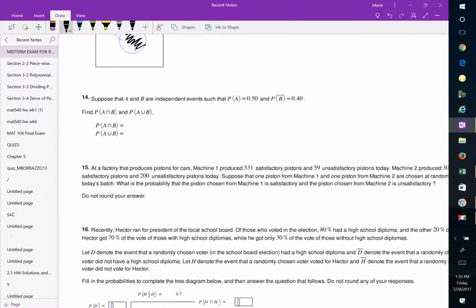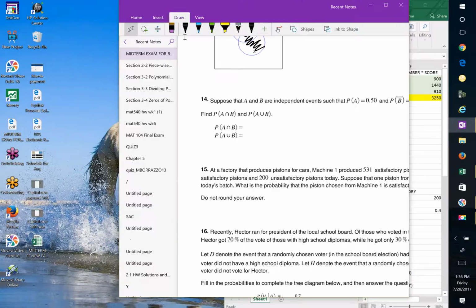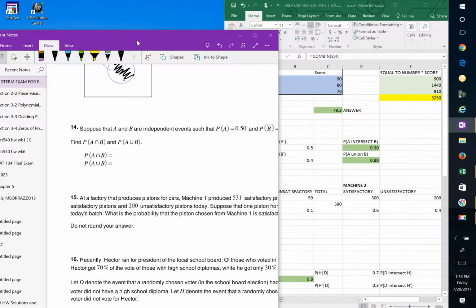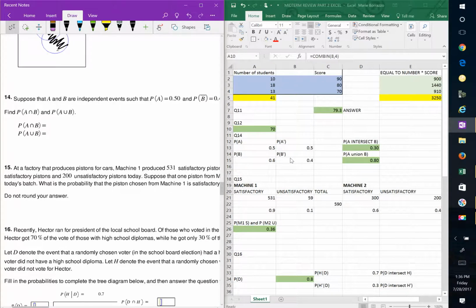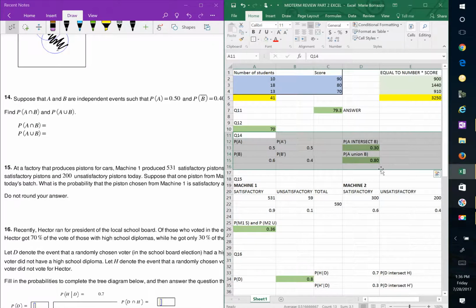Okay, for question 14, suppose that A and B are independent events, such that P of A is 0.50, P of complement of B is 0.4. So here's what I did to explain this quickly and for you to be able to use this calculation easily on the Excel sheet. Here's question 14. All of this is question 14. I'm going to highlight it in a little bit of gray to make a distinction.